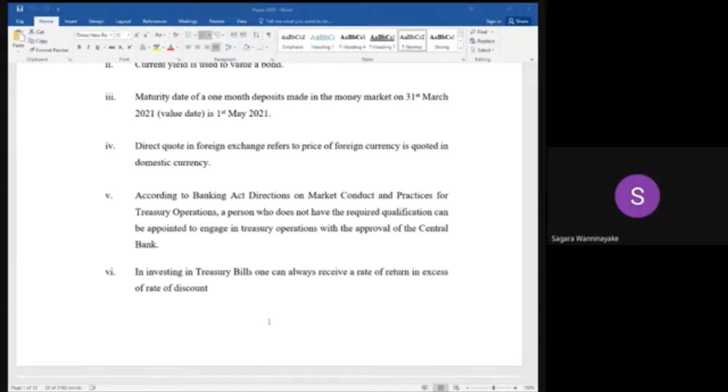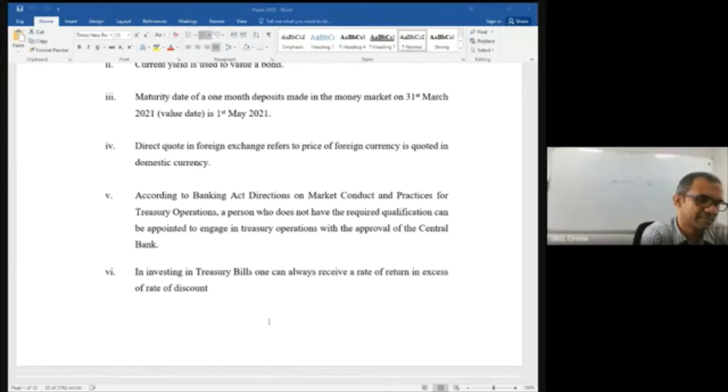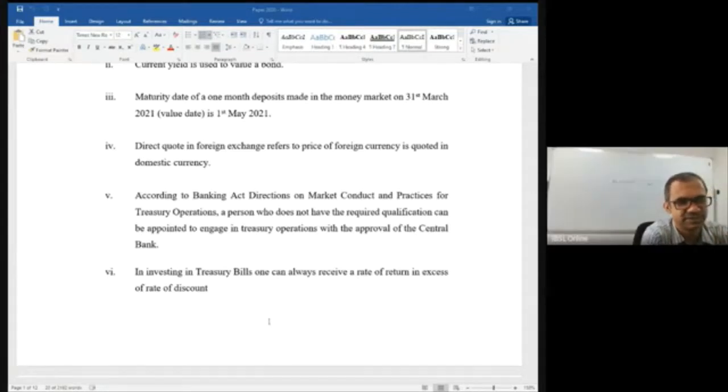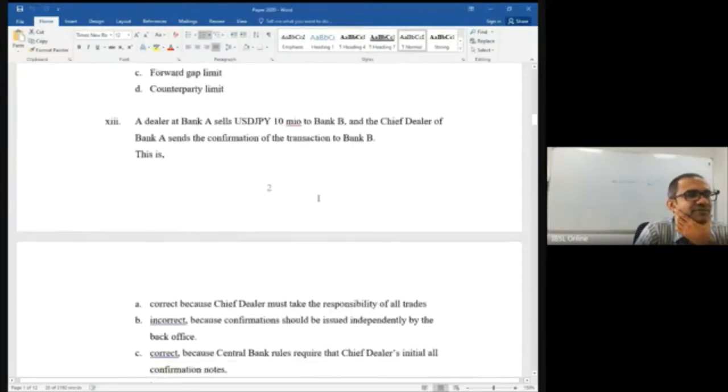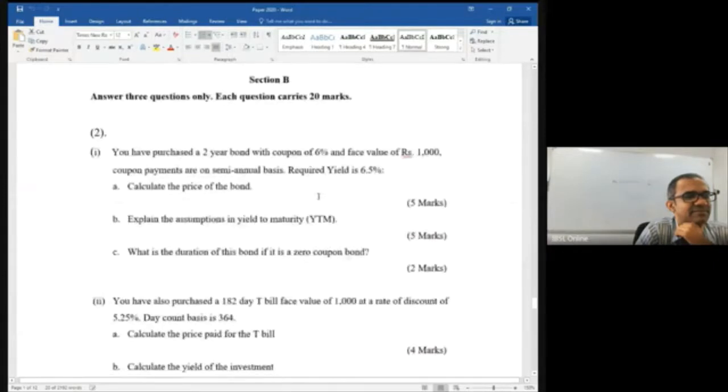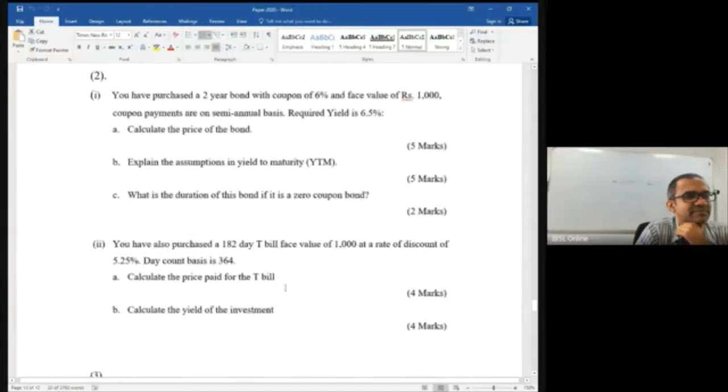Any other answers? Correct. Right. Discount rate is considered with the face value, and the rate of return is based on the price we pay after deducting the discount. Exactly what we did in the morning. So the same question. If you go back and answer this question, the discount is 5.25. Whenever you calculate the yield, that's the rate of return, you get more than 5.25. So same thing we discussed earlier.